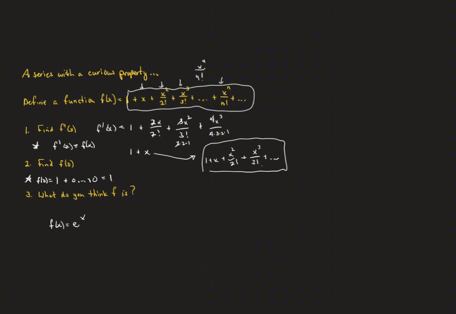I don't know if you came up with it, but that's actually going to be e to the x. So it turns out that the infinite power series for e to the x, centered at 0, is going to be this. Kind of cool.